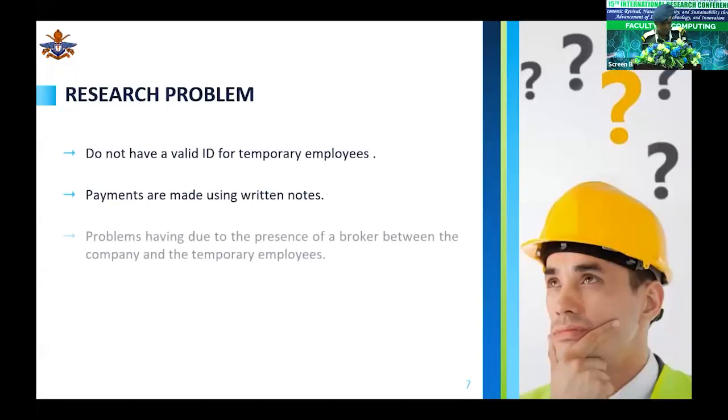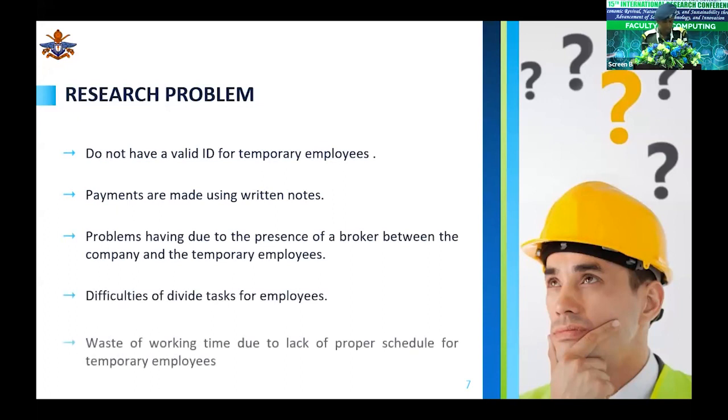The main part of the research presentation is the research problem. It is mainly between the companies and the temporary workers. The first research problem is that they do not have a valid ID for the temporary employees, like permanent employees. Because of that, they have to wait outside the company until their identity is confirmed. It is very disadvantageous to the companies because their effectiveness is reduced and time is wasted.